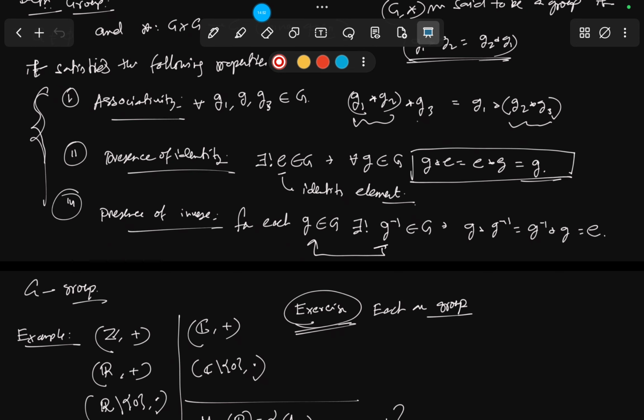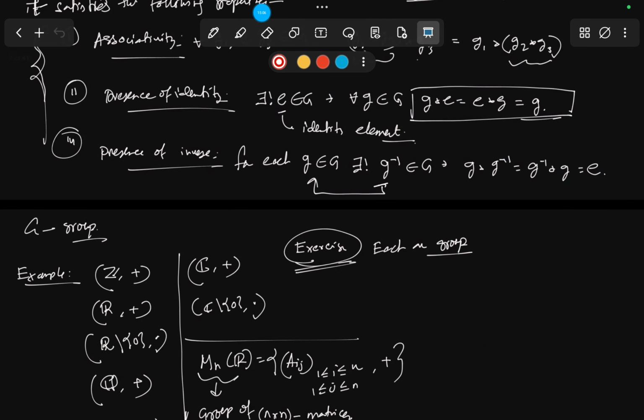Because you take any integer here and add 0, that actually has no effect. If you consider 0 plus that integer, the result will be exactly that integer. And for each small z in capital Z, if you consider minus z from the integer, then that will be giving you 0. So that's why the integers form a group.